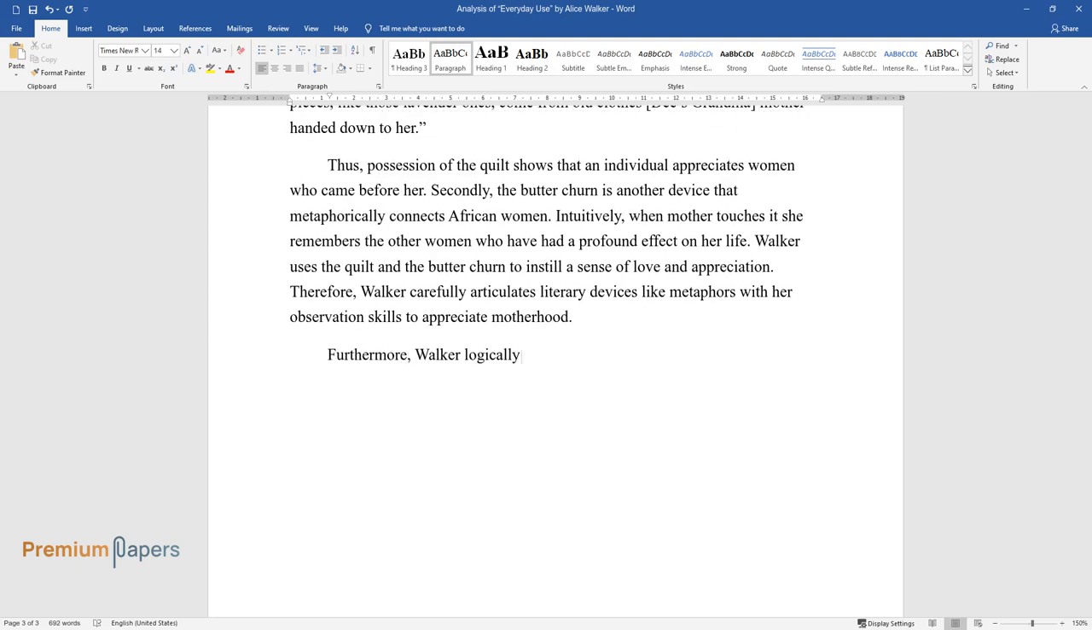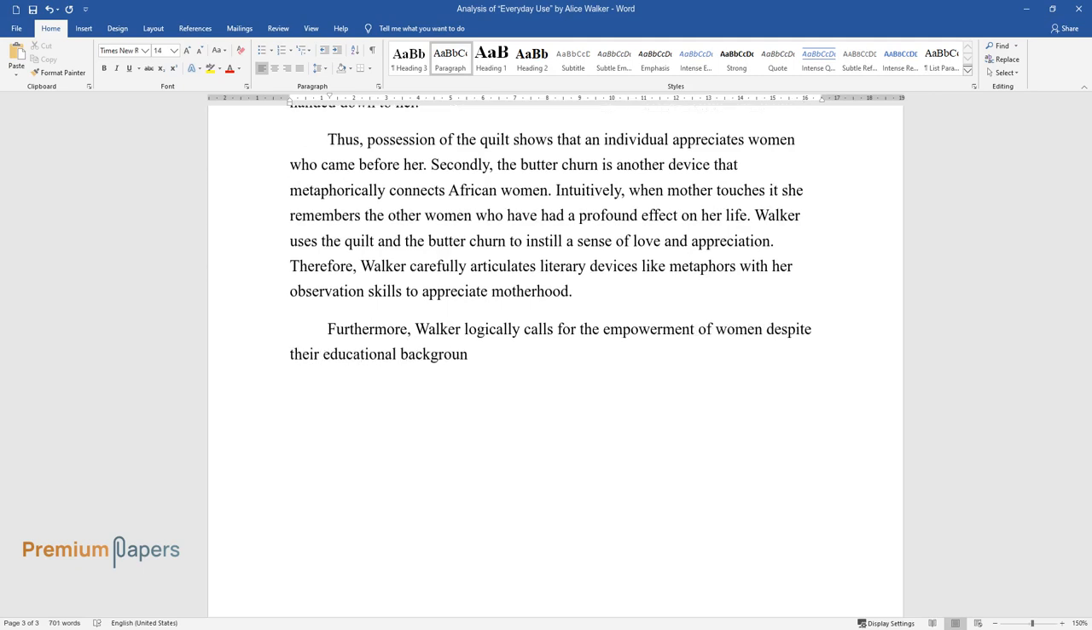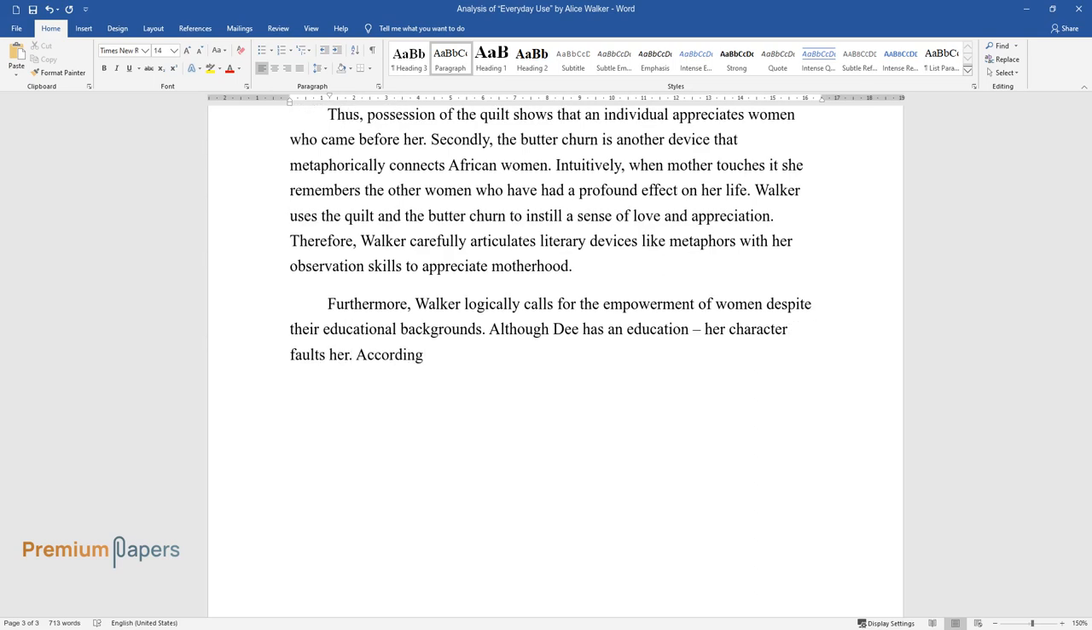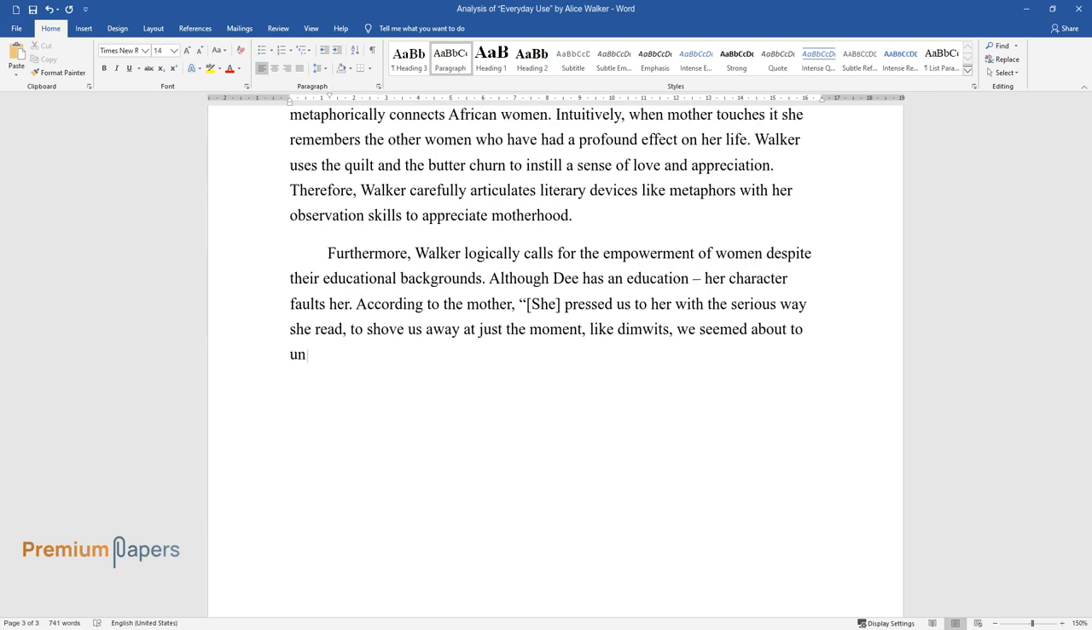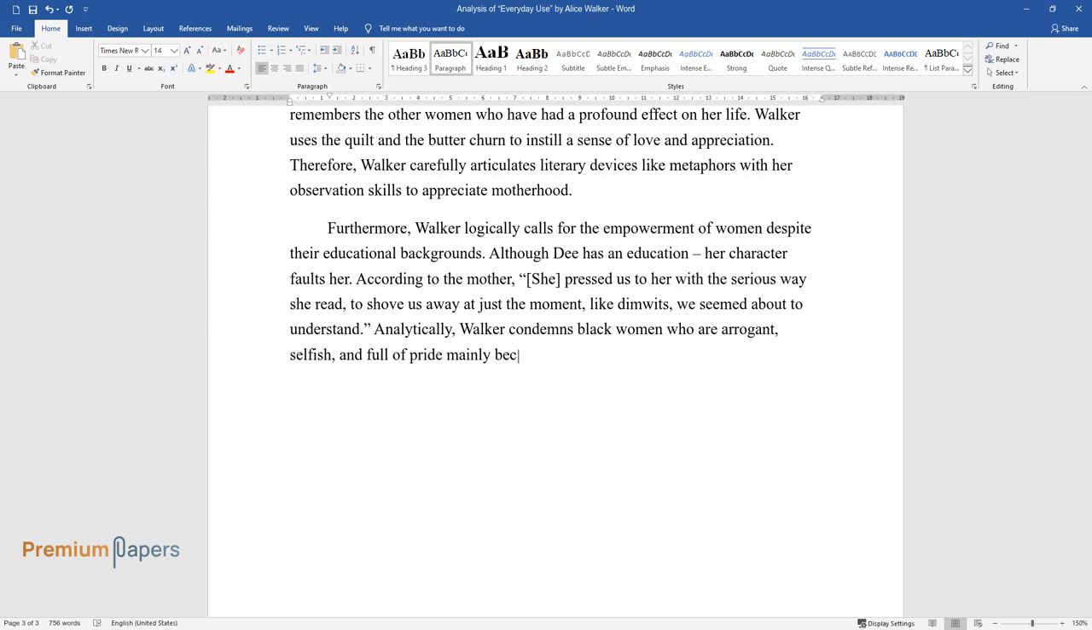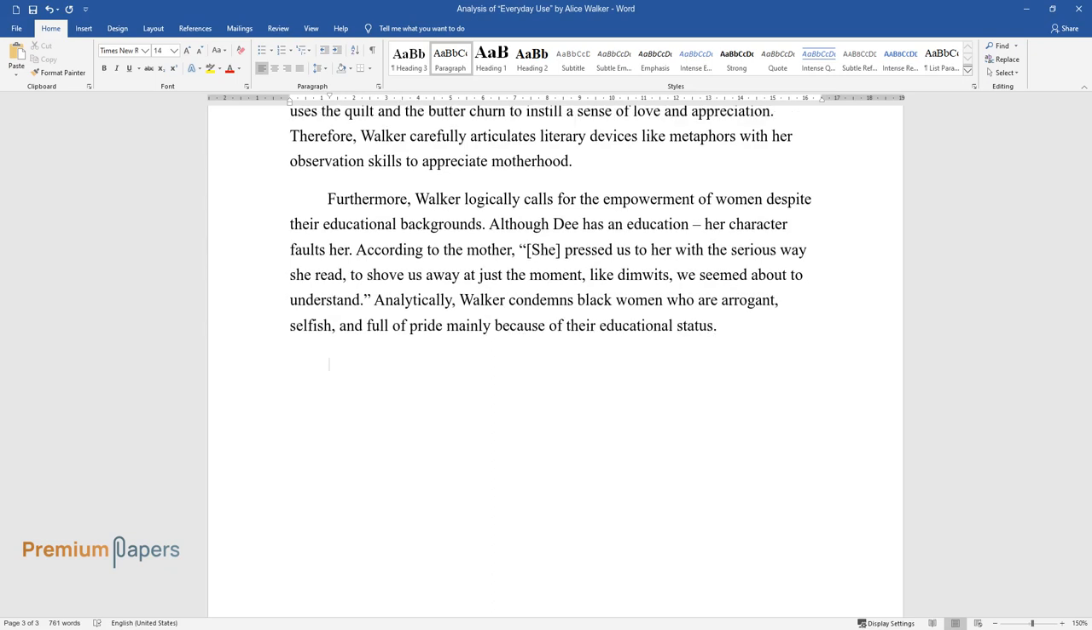Furthermore, Walker logically calls for the empowerment of women despite their educational backgrounds. Although Dee has an education, her character faults her. According to the mother, "she oppressed us with the serious way she read, to shove us away at just the moment, like dimwits, we seemed about to understand." Analytically, Walker condemns Black women who are arrogant, selfish, and full of pride mainly because of their educational status.